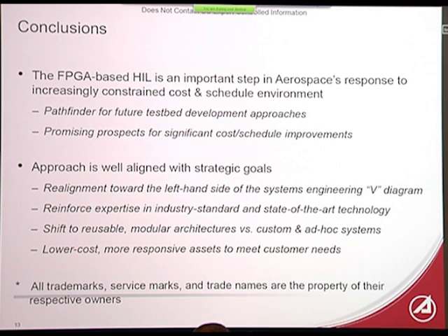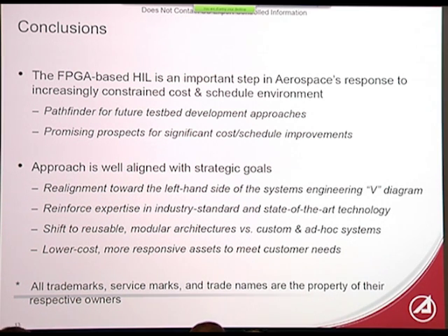So again, in conclusion, we feel this is a way to reduce cost, make the hardware-in-the-loop IV&V more affordable to smaller programs that might otherwise be unwilling or unable to pay, and allows us to get into the IV&V game early in the process, which we call the left-hand side of the engineering V. And especially with the National Instruments approach, we could essentially reuse this chassis.